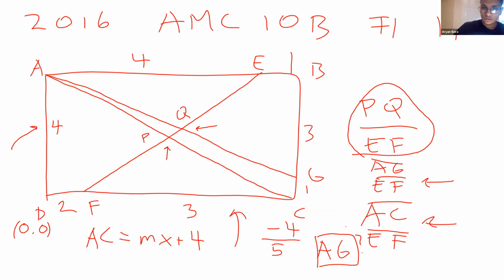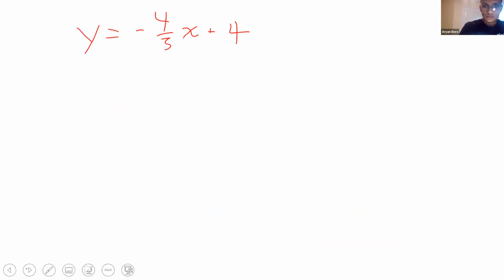Okay, awesome. Good job, everyone. You all did it perfectly, or at least those who submitted. So yeah, the equation of line AG is y.